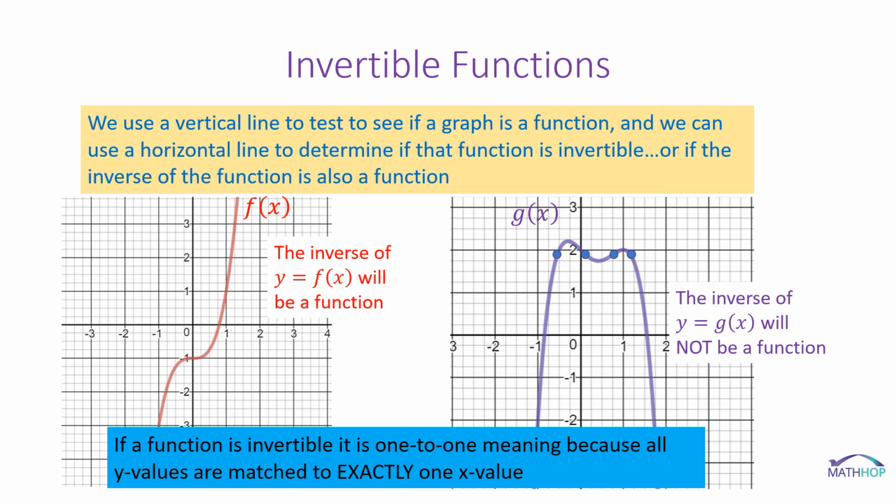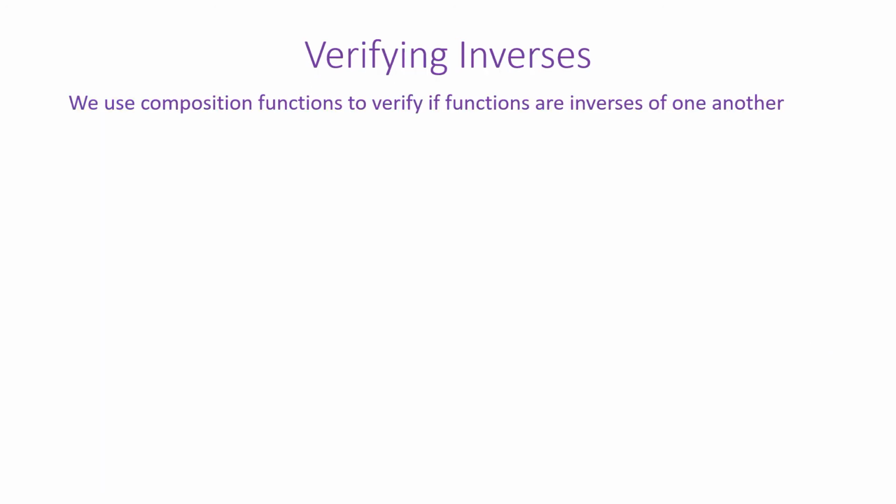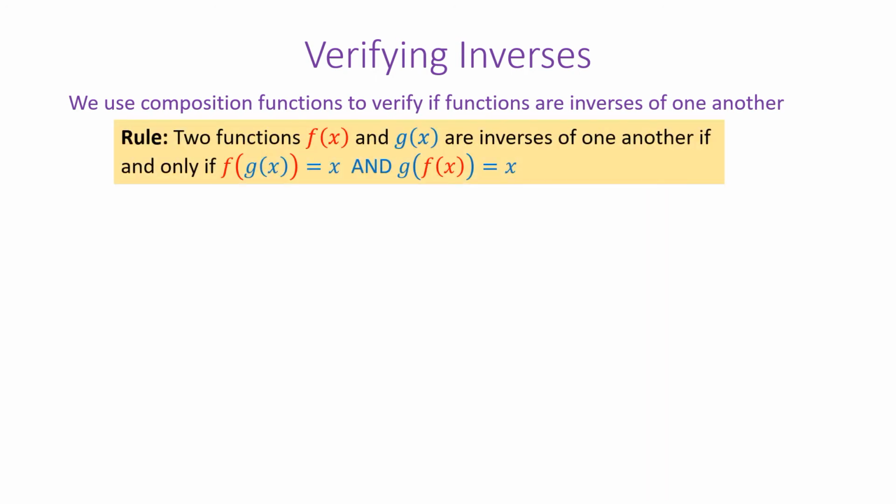All right, last thing, we have to be able to verify inverses. And this is great because on your test, if you're solving for the inverse of a function and you have a little extra time, you can verify if you got it right. All right, so two functions, f of x and g of x, are inverses of one another if and only if f of g of x and g of f of x both equal x. Look at that. We just learned composition functions and now they're coming in handy.